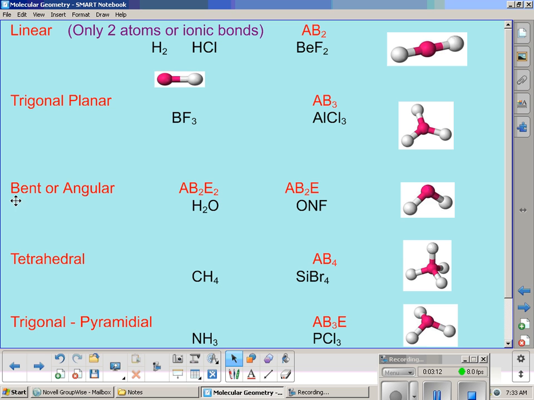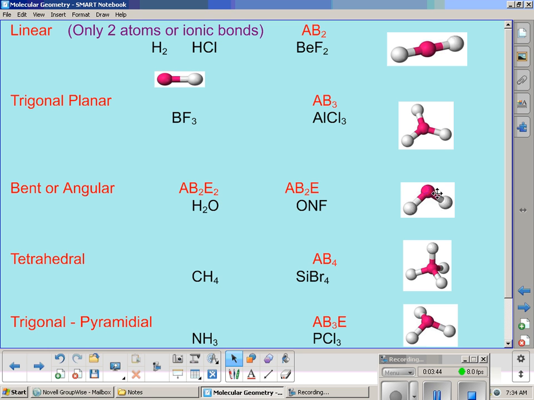Okay, another possibility, bent or angular. I have one central atom, two atoms bonded to it, and this E here is something new. That stands for unbonded pairs of electrons. So in water, when we show our formula, you can see that there is one central atom, oxygen, and two hydrogens bonded to it. But this you can't see, the E's, the unbonded electrons, unless you draw a Lewis structure, or you just happen to know them. But it ends up looking like this.